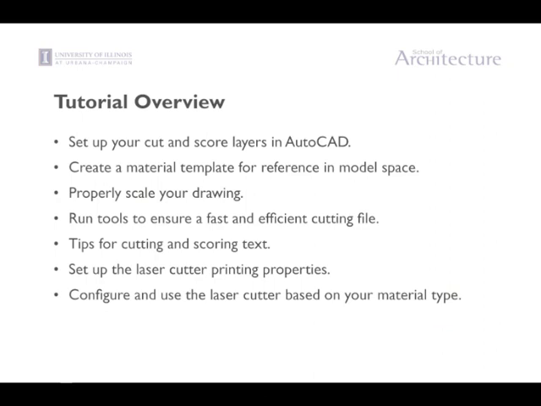In this tutorial, we will cover the following: set up your cut and score layers in AutoCAD, create a material template for reference in model space, properly scale your drawing, run the Express tools in AutoCAD to ensure a fast and efficient cutting file, tips for cutting and scoring text, set up the laser cutter printing properties, and lastly, configure and use the laser cutter based off your material type.